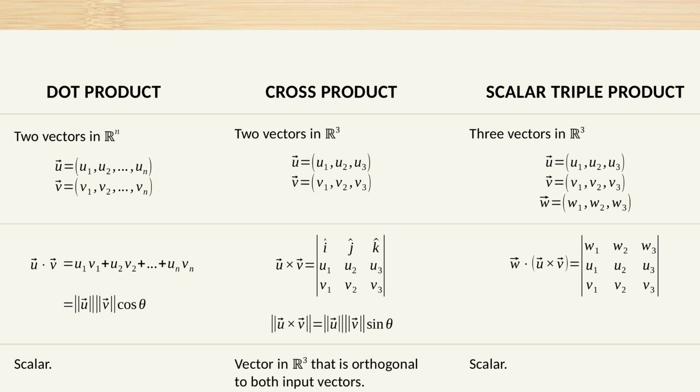There are different ways of multiplying vectors. Let's compare the properties of the dot product, cross product, and scalar triple product.